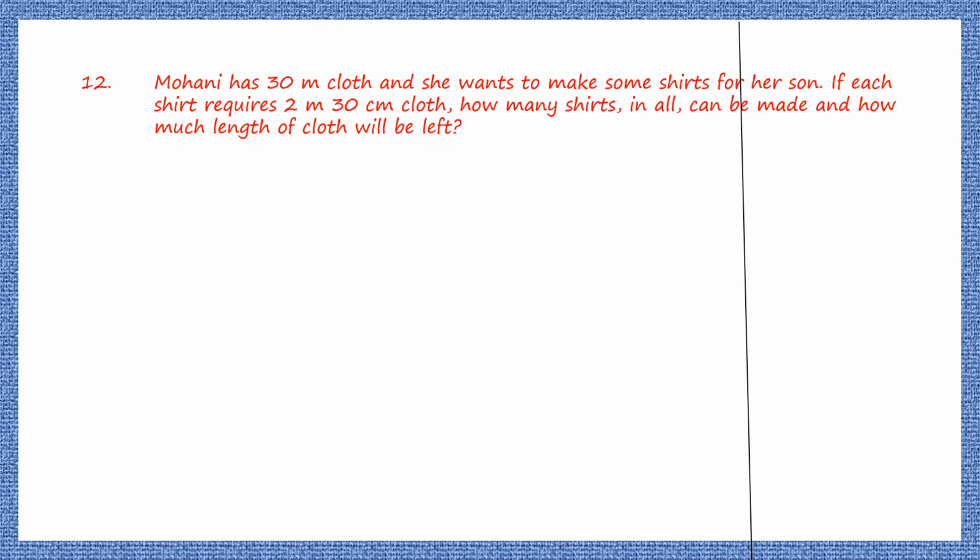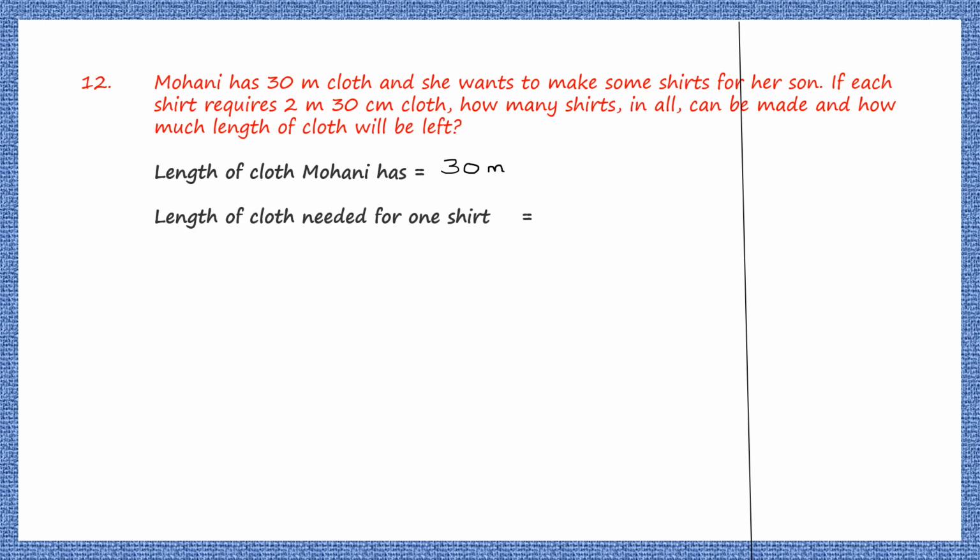So the first thing to do is write down what's given to us. Length of cloth Mohani has. It's given to us in the question that she has 30 meters of cloth. Now length of cloth needed for one shirt is 2 meters 30 centimeters. So now here the first thing that we can do is, if you look carefully, this is in meters and centimeters. We can convert it all to one unit. Let's make it all centimeters.